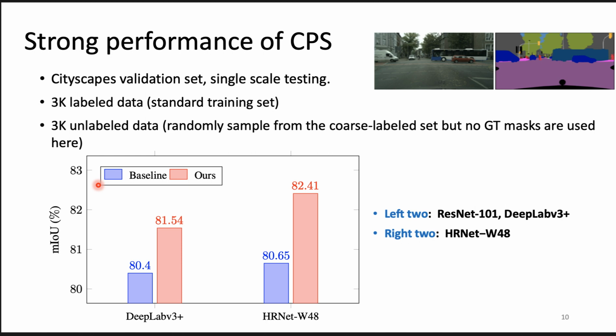Then let's see some results. Here is the Cityscapes dataset. We test our CPS on two models. The first is DeepLab V3 Plus, and the second is HRNet. The blue bar is the baseline, and the red bar is the CPS. Our CPS improves the very strong baseline significantly.